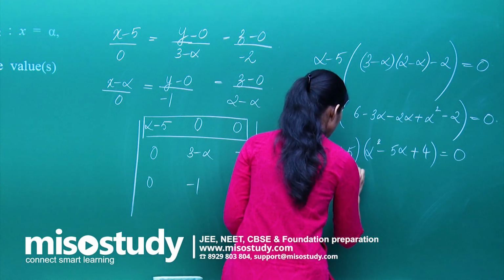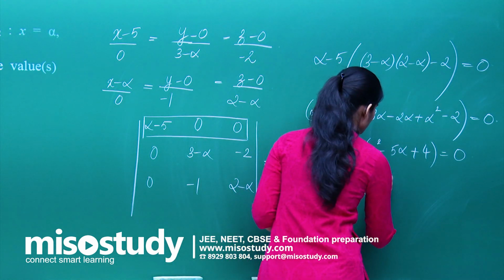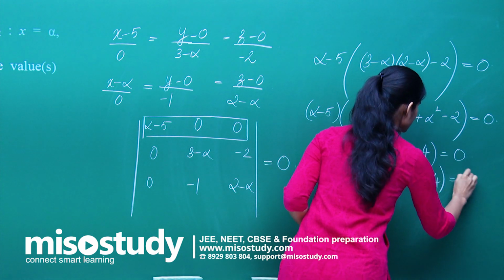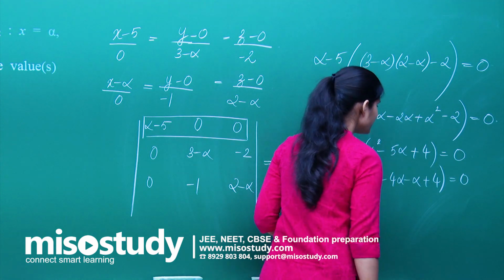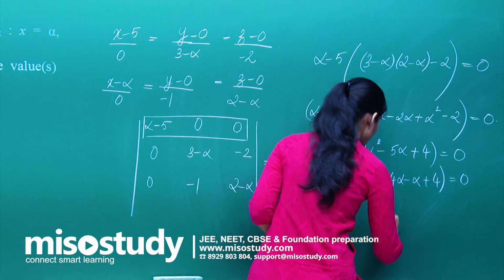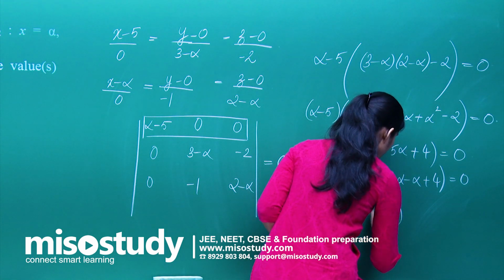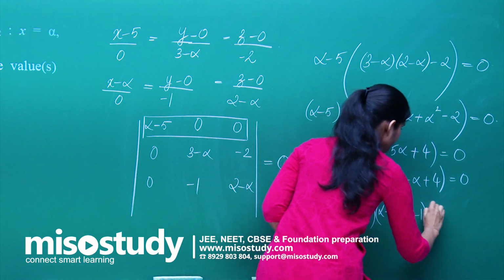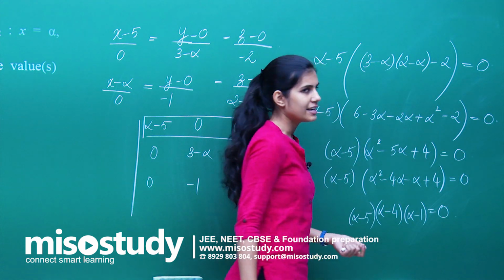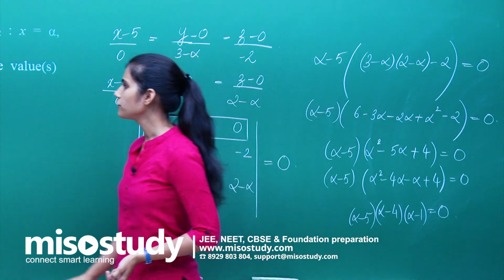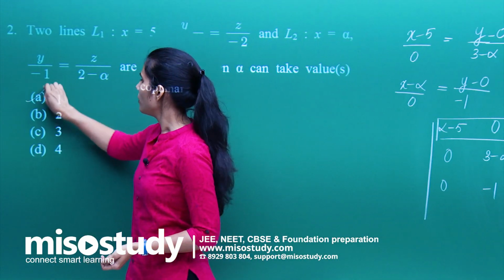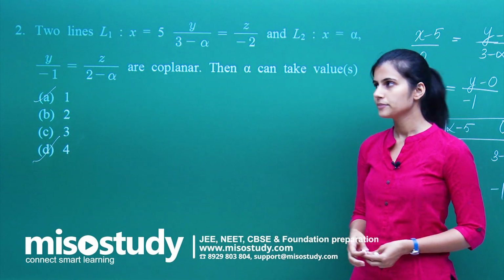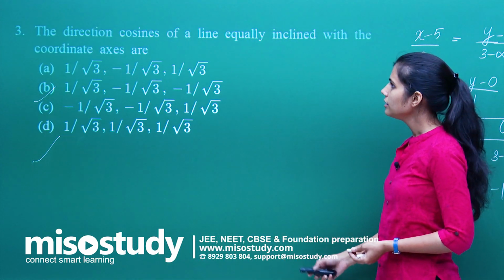What do you get? This is alpha square minus 4 alpha minus alpha plus 4 equals 0. So, you get alpha, alpha minus 4 minus 1, alpha minus 4. So, alpha minus 4, alpha minus 1, alpha minus 5. So, alpha can take values 1, 4 and 5. Out of that, I just have in options 1 and 4. So, these are the two correct options that alpha can take out of the available ones.